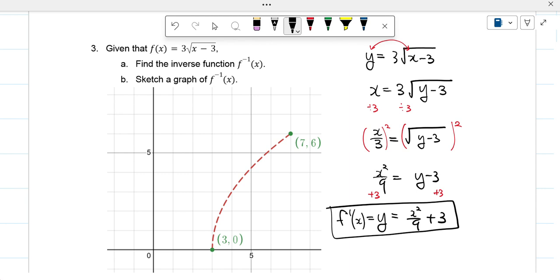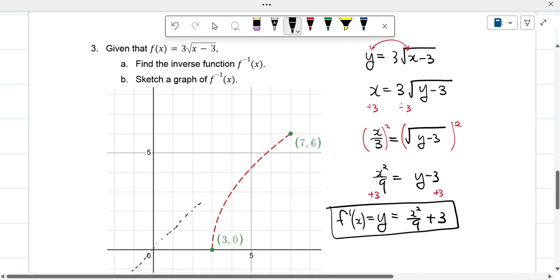Now let's sketch the graph of this inverse function. So I have two options here. One, I can use the property of the quadratic function that I know of from previous years. So x squared over 9 plus 3, so y intercept is 3, and it's a quadratic function going upwards. I could do that. Or I can use the graph of f of x and invert that. I'll do that because I think that's a bit easier to use.